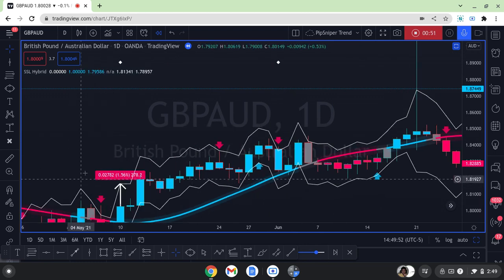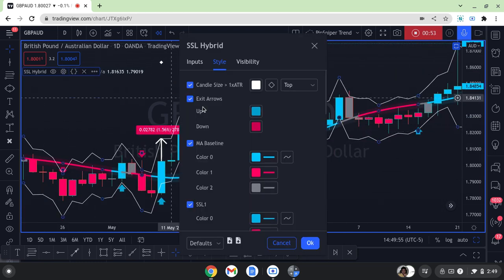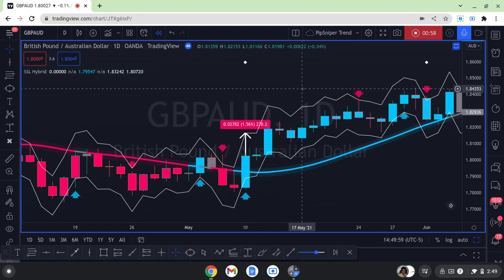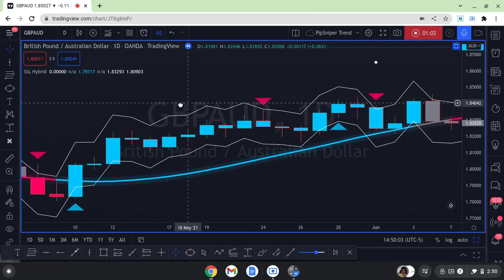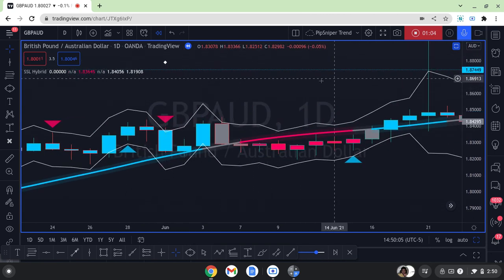So if you turn on the SSL hybrid exit arrows, you are turning on what we use as our C1 signal. Okay, so that's all I wanted to do with this video, is to help you identify the C1 signal.